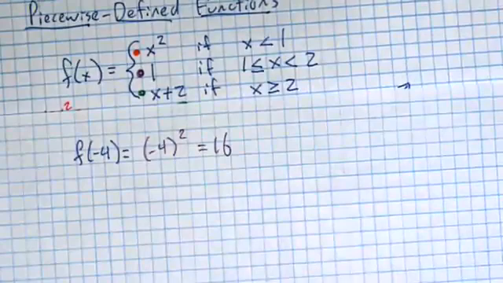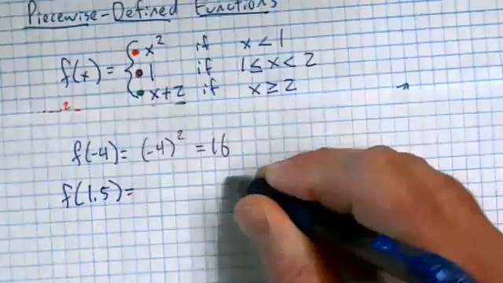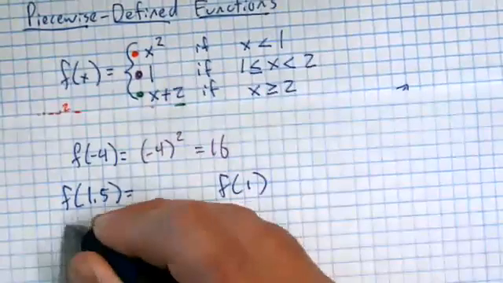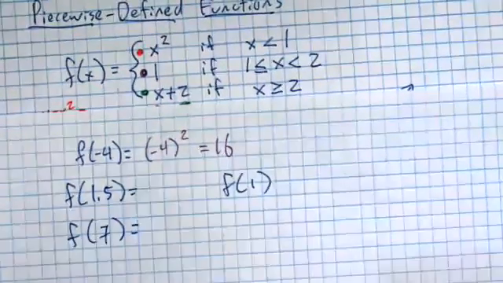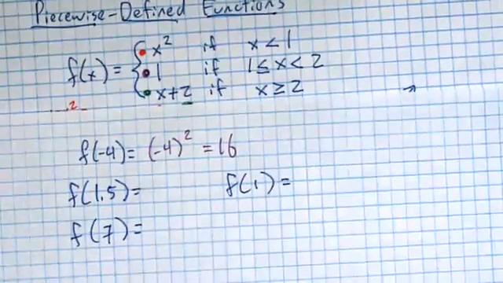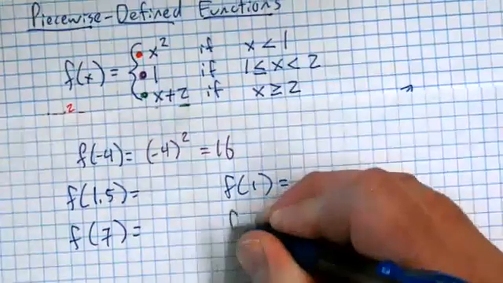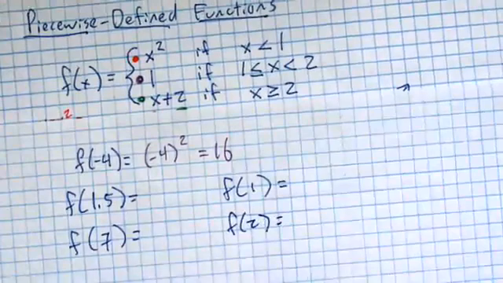So show me you guys are feeling okay about this by evaluating the following for me. Could you please find f of 1.5 and f of 1 and f of 7. And if we're feeling good about that, we'll call it a day. You don't have to show me work if you don't want to. Well, let's do f of 2 also. Just for fun.